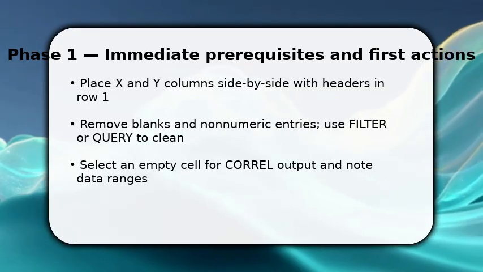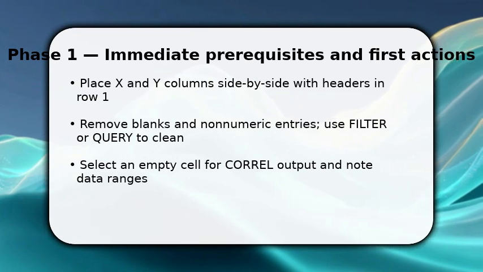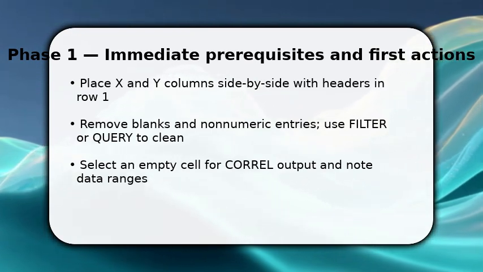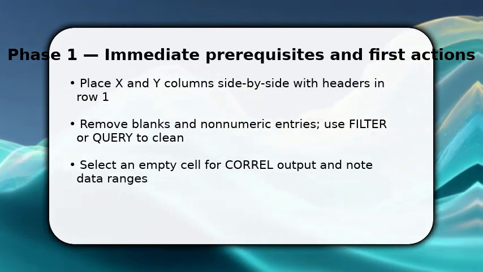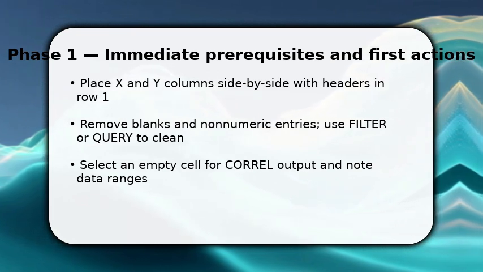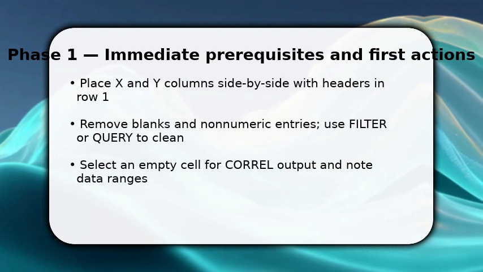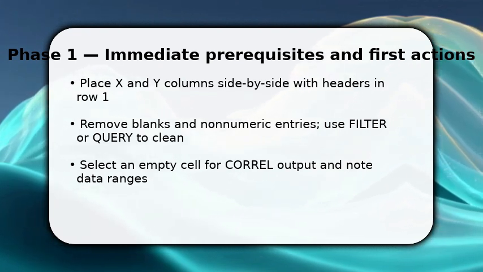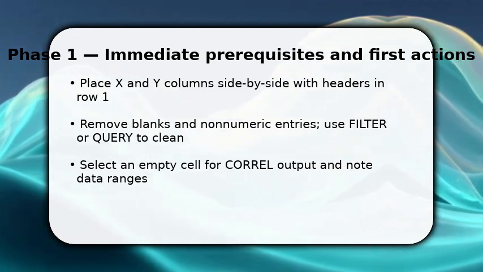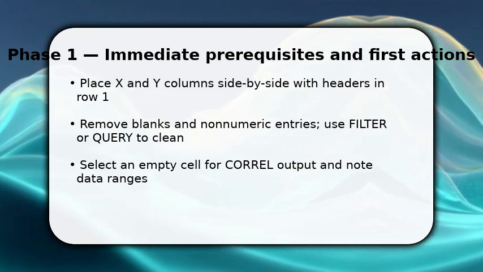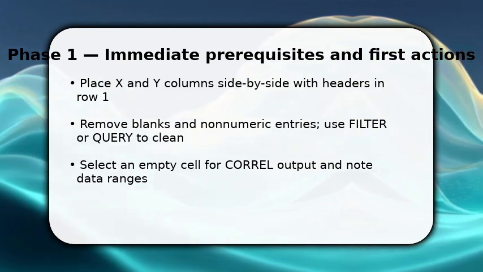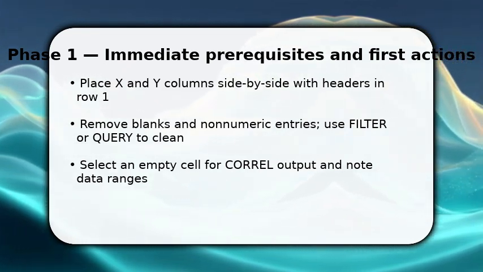You already have data. Start now by confirming two numeric columns, X and Y. Once done, clean out blanks and text entries using filter or query because CORREL needs numbers only. Next, highlight the exact ranges and include headers for reference, but use the numeric range in the formula. Make sure ranges are equal length. If not, trim or filter so they match.